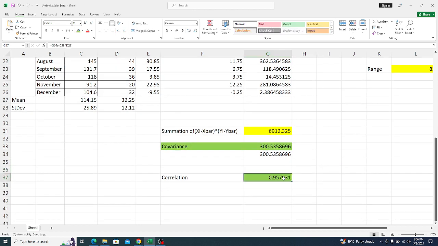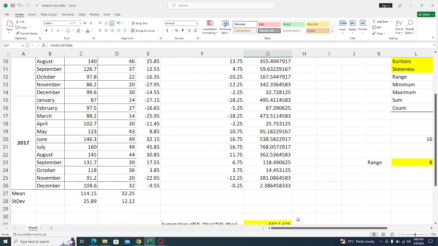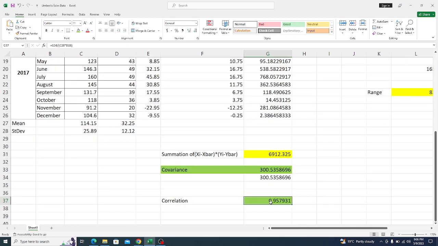So with that, it explains that the variable rainfall explains more about the umbrella sales pattern, or the rainfall amount pattern also explains 95% of the umbrella sales. And you can see it is a positive relationship, meaning an increase in rainfall will also trigger an increase in the amount of, sorry, in the amount of umbrella sales.